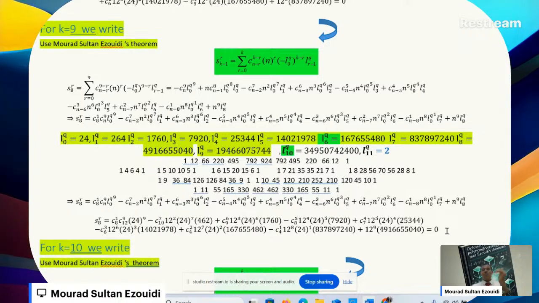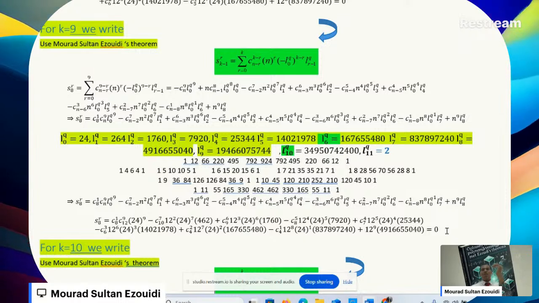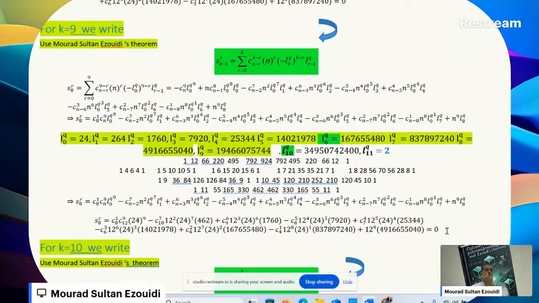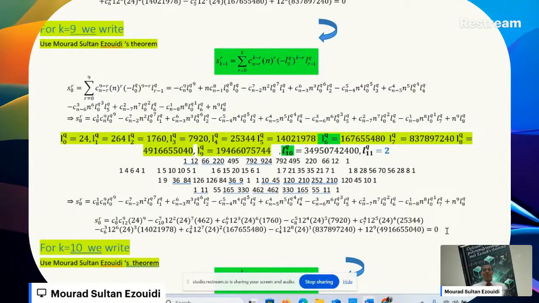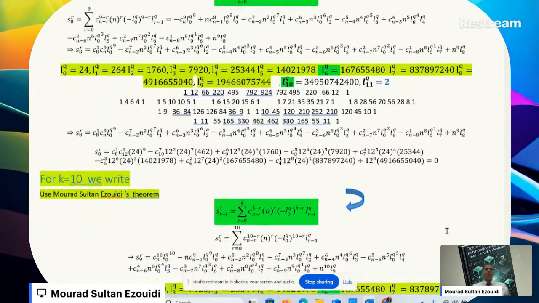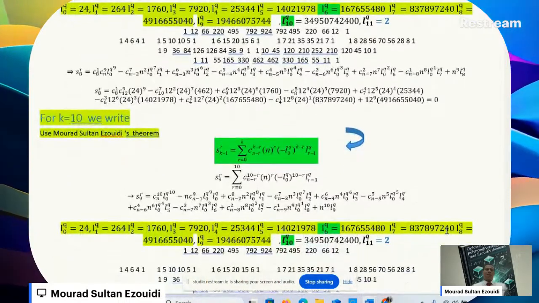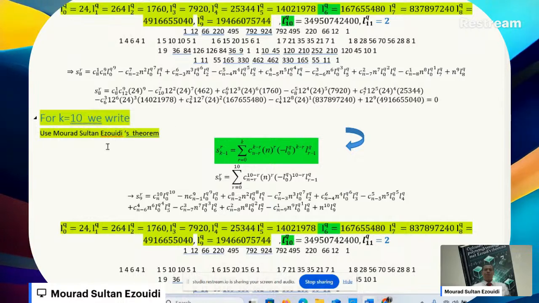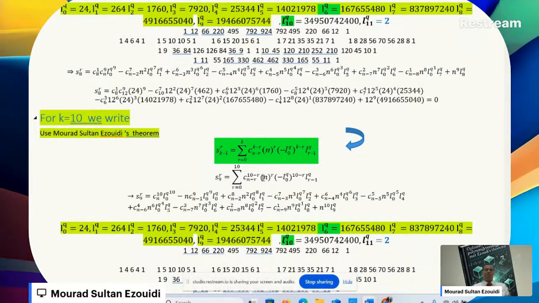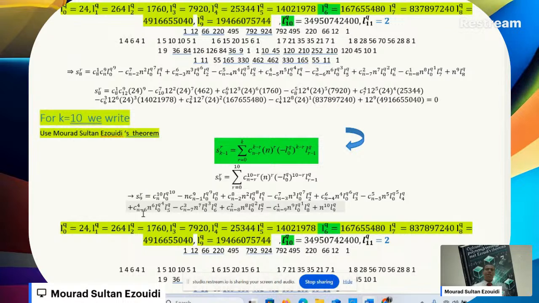If you are going to find S12, it means you are going to extend your 12 degree equation to a 13 degree equation. So I'm going to stop at S11. Here, I'm going to dive into the structure and set k equal to 10, which means I'm going to use my theorem. Let's see the theorem of Professor Mourad Sultan Ezouidi.